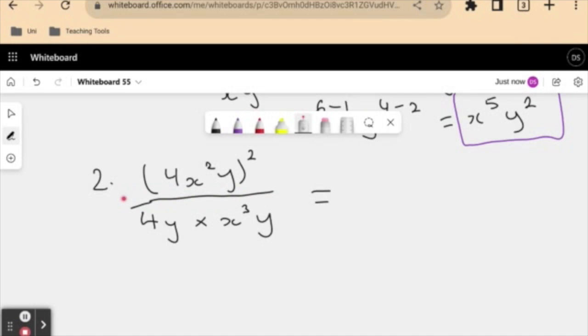Now, it's important to note here that 4x squared y is just one term, and all of that is getting squared. So that means each of these individual elements are getting squared. So if I work through my numerator, I'm going to get 4 squared. And here I have x squared squared.